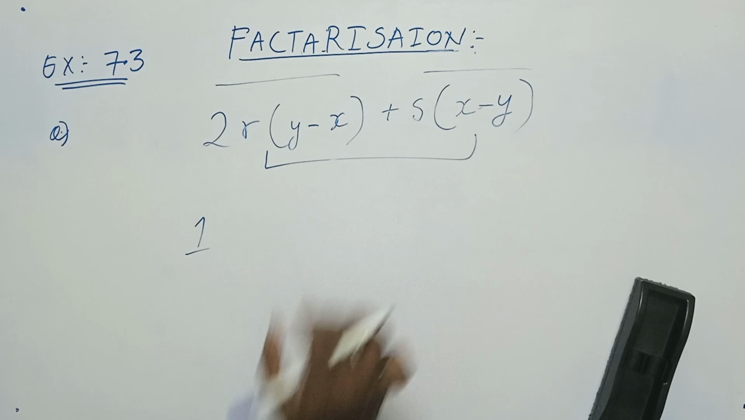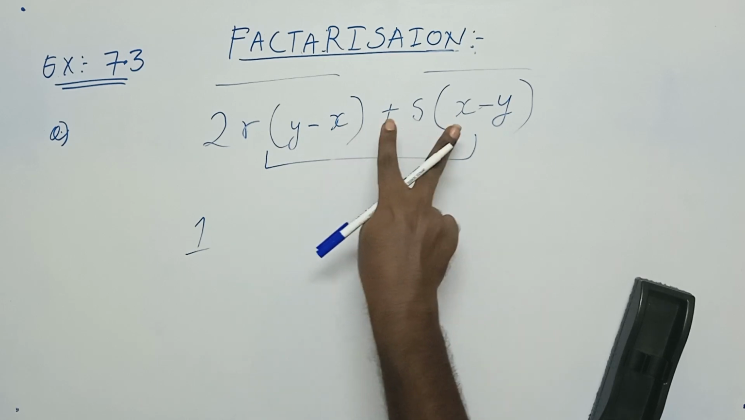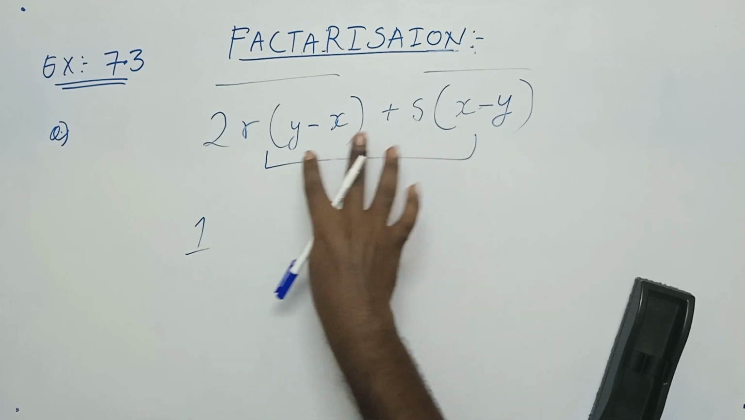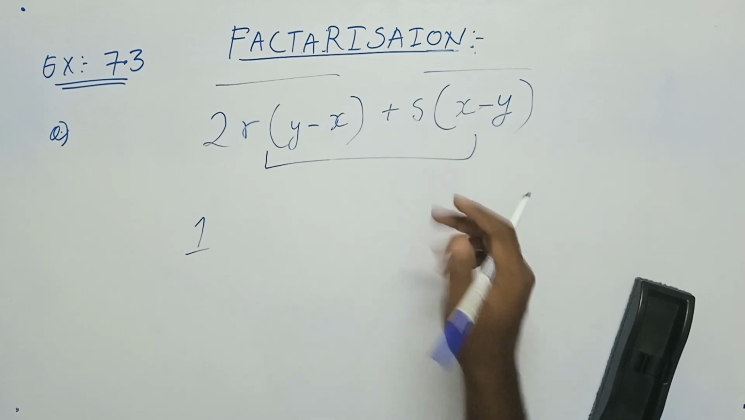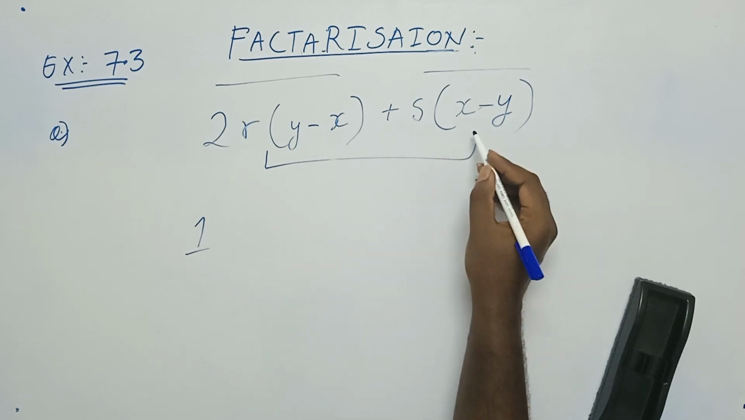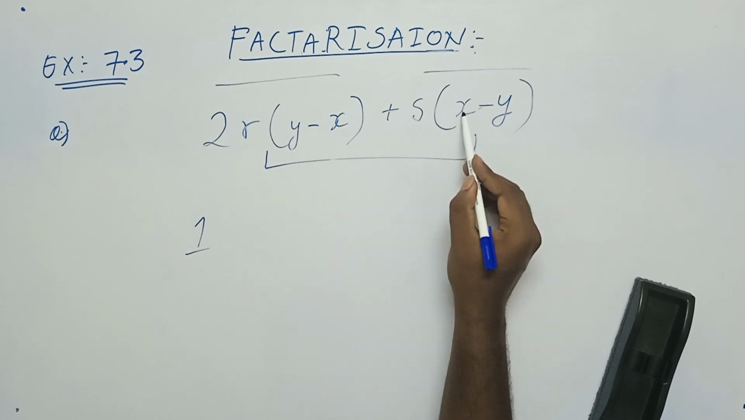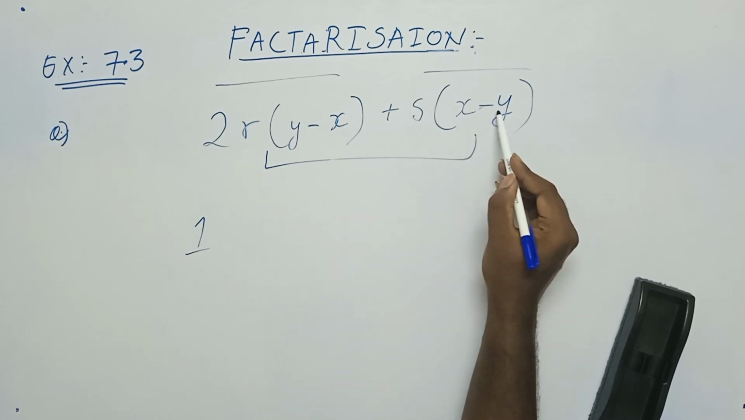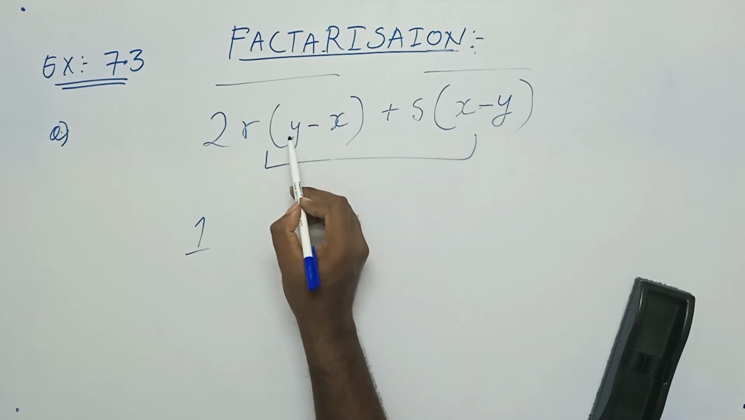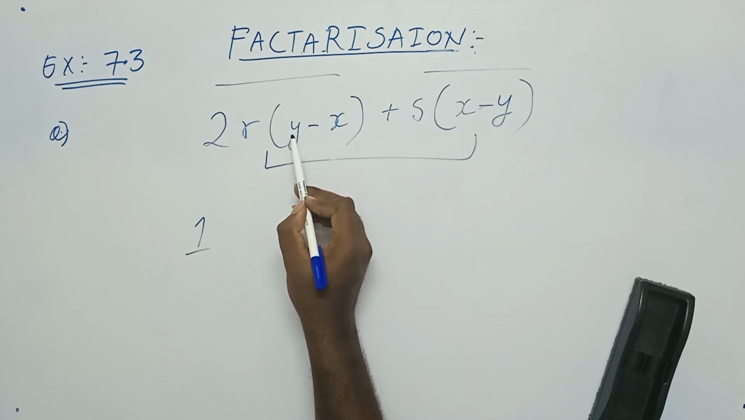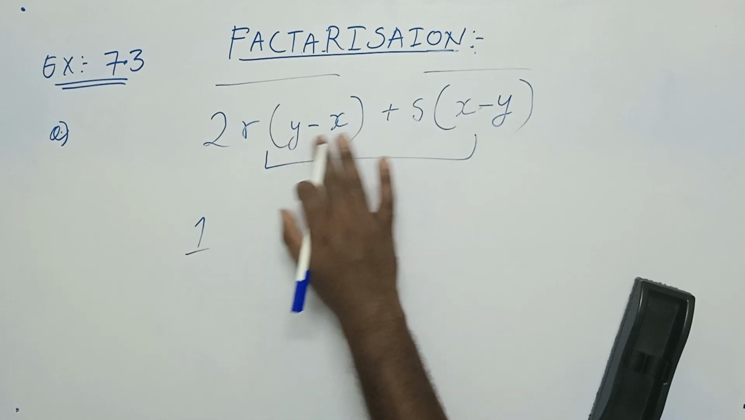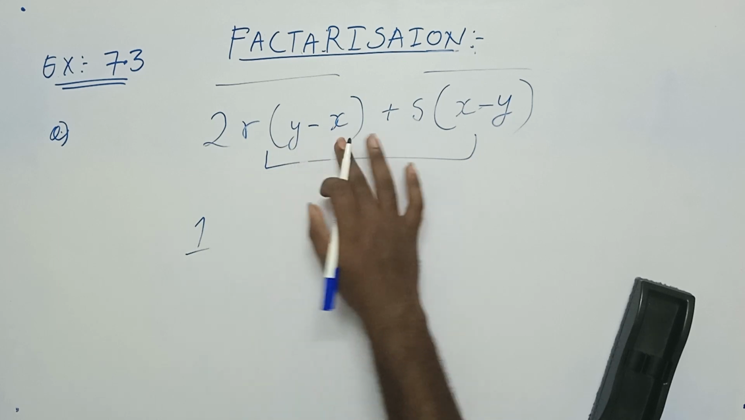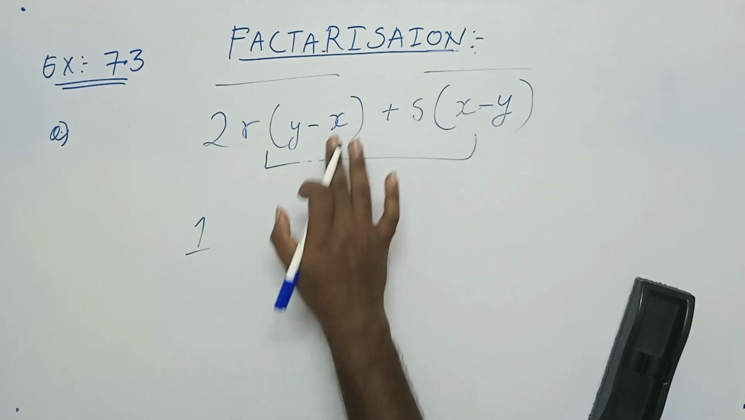That means the expression is the same but the signs are a little bit different. There is a difference in signs. Here you have a positive x and a negative y, but here you have a positive y and negative x, which is partially different, but the terms are the same in both the terms, right?